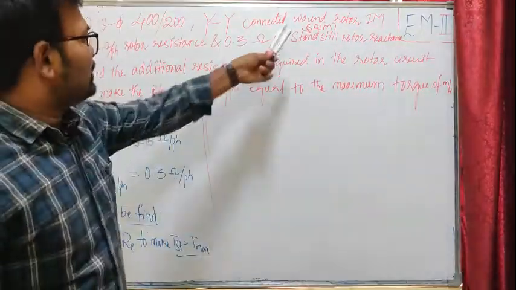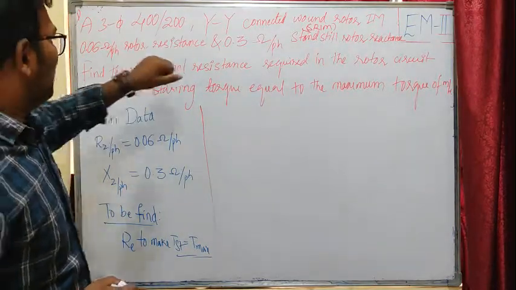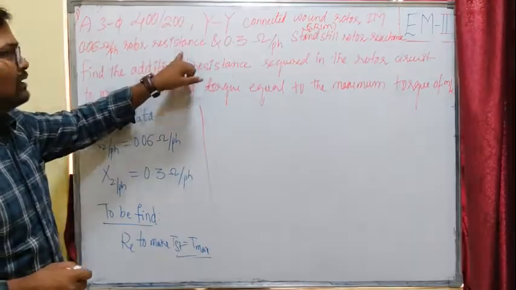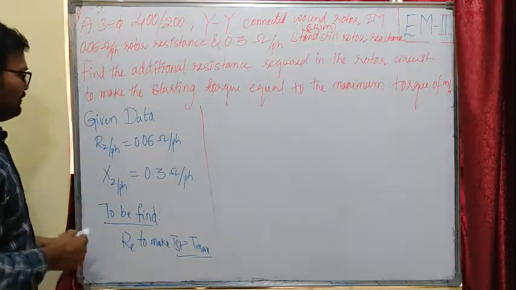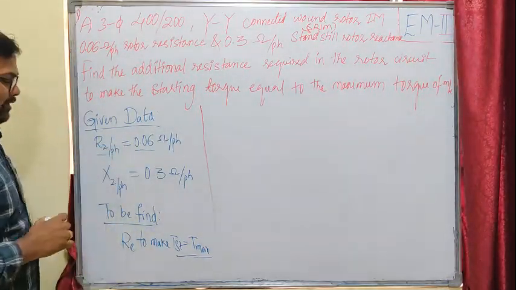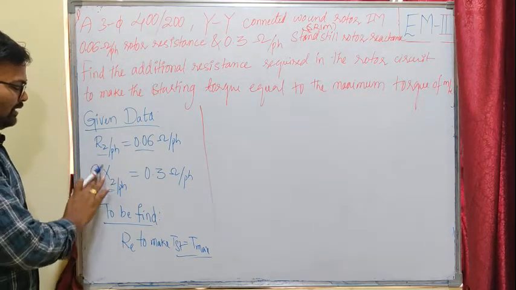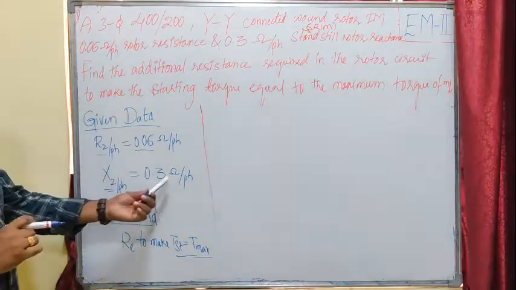We have a slip ring induction motor star to star connected and supply is 400 by 200. What is given? 0.06 ohm per phase rotor resistance and 0.3 ohm per phase standstill rotor reactance. That means the given data is rotor resistance R2 per phase equal to 0.06 ohm per phase, and rotor standstill means our S is replaced with 1. There will be no need to mention S. So only X2 here. X2 per phase is 0.3 ohm per phase.